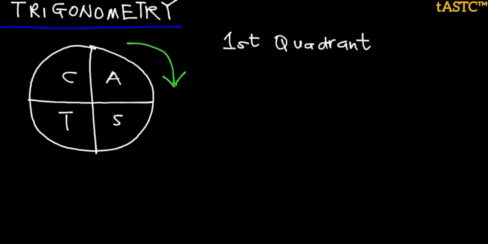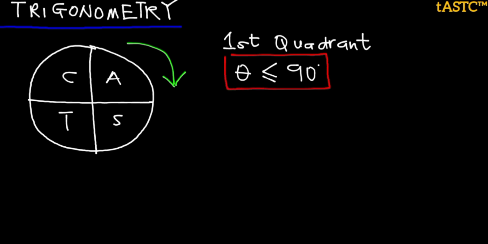Now for the first quadrant, you have the angle to be less than or equal to 90 degrees. So if you have the sine of an angle within that quadrant, the answer is always going to be a positive answer. So if I took a sine of 90 degrees, that would be a positive 1. If I took a sine of 60 degrees, that is going to give a root 3 over 2.